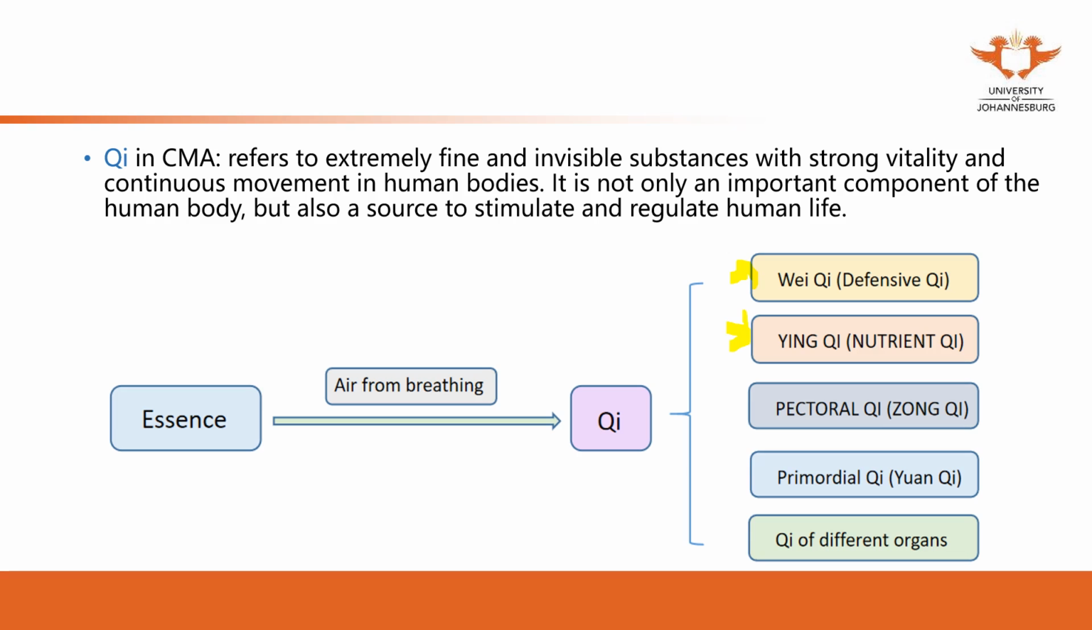Same as here. Different functions, we got different qi. However, when you see where is the qi, there's only 1 in the body. But this 1 qi has different functions and different activities, the life activities. So that's the definition of exons and qi in Chinese medicine.